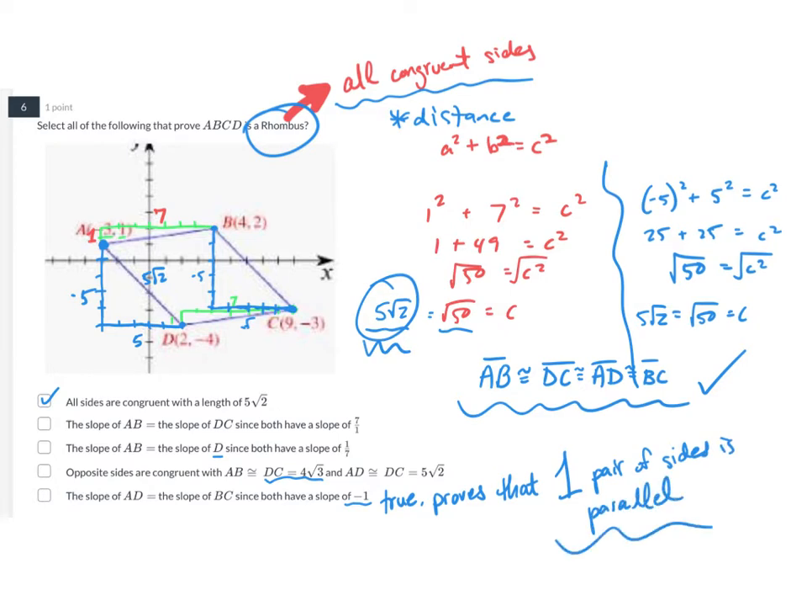So I'm not even going to pick that as an answer. I'm only going with the first choice here, this guy, because that directly proves, hey, it's a rhombus. And it's true. Wow. That's question number 6.